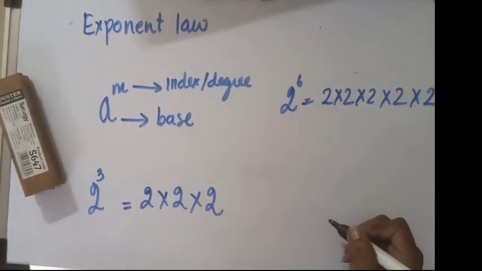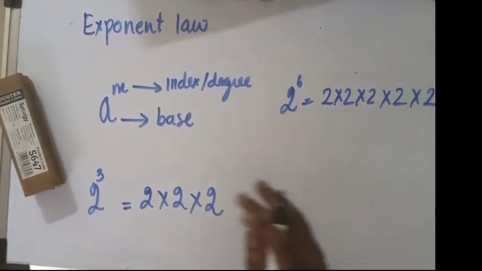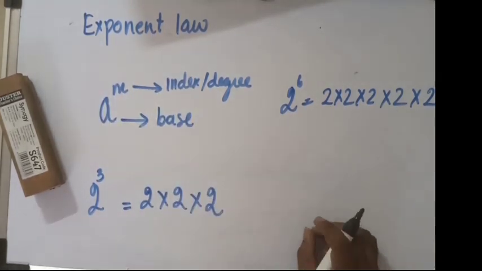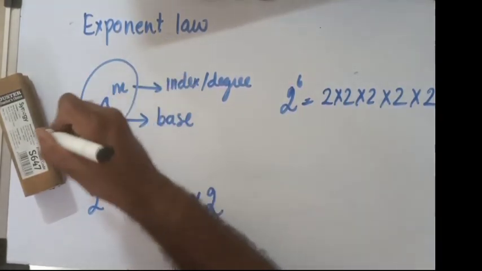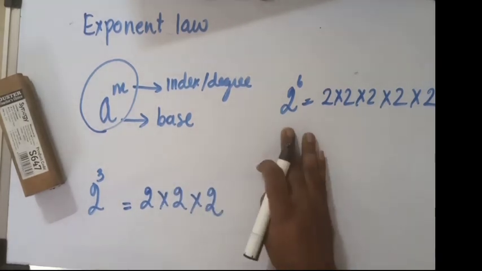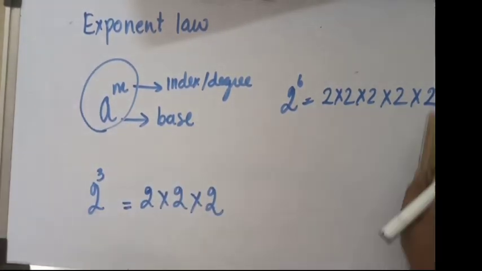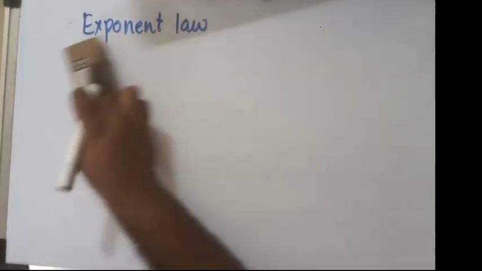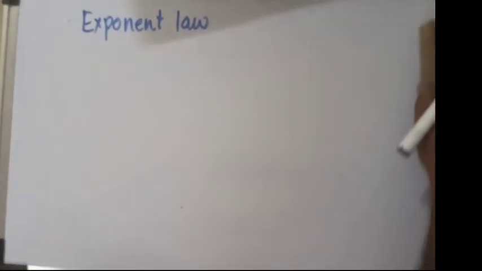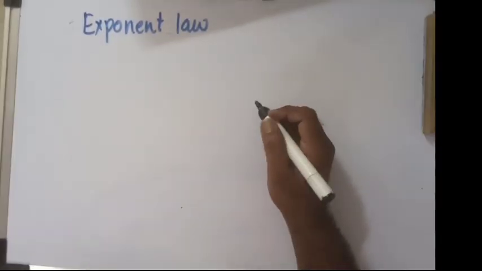And then you get the answer. So you got what is an exponent. An exponent is any number which is in the form of a raised to m. So this is an exponent and this is an exponent. Now we'll be seeing exponent laws, wherein we'll be learning how to solve an exponent.